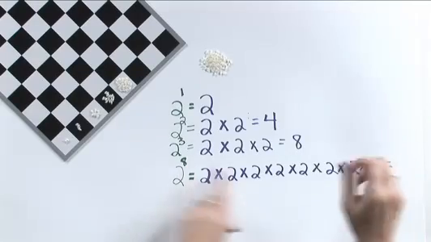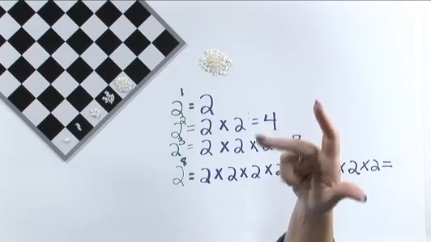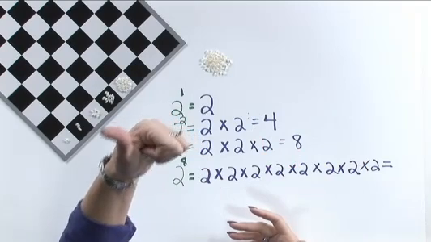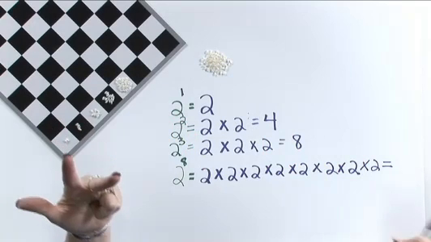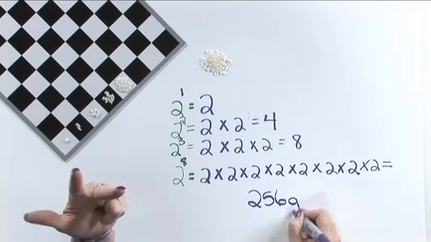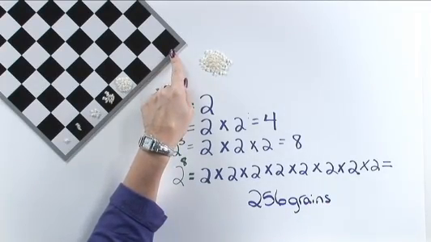Let's do the math. 2 times 2 is 4, times 2 more is 8, 16, 32, 64, 128, 256. So 2 to the 8th is equal to 256. The court jester receives 256 grains of rice on the 8th day. Don't you think the jester was pretty smart to suggest this as a method of payment? Imagine how much rice there would be on day 64.